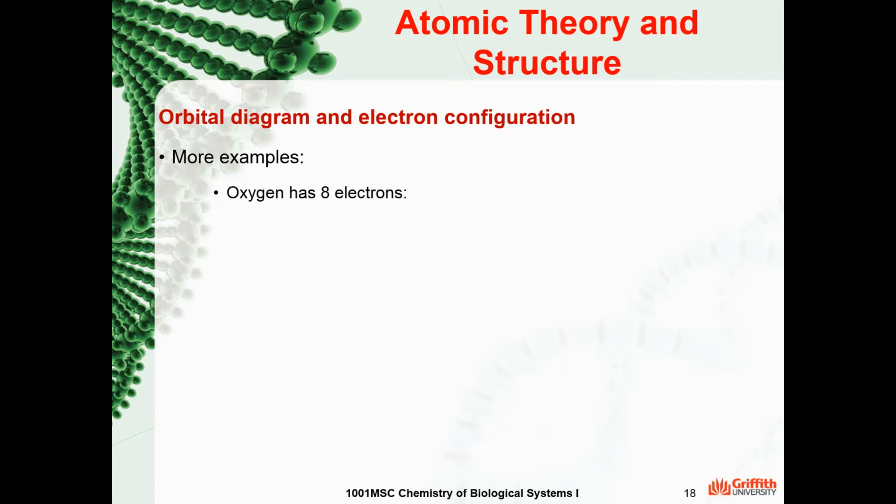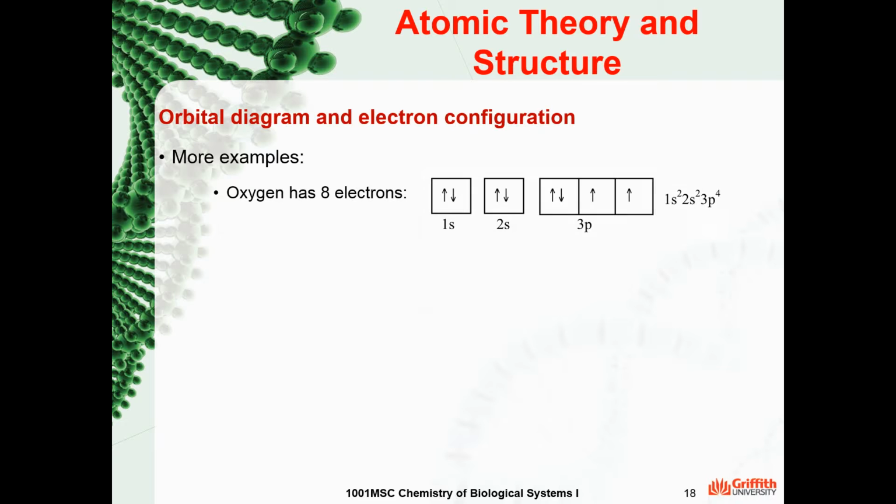Oxygen has 8 electrons. Please pause the video and try doing the orbital diagram and electron configuration for oxygen. So oxygen has the following orbital diagram. Please note that for the 2p subshell, you have to fill as many orbitals as possible first. So put single electrons first, then start pairing them up until you have used up all the electrons. This is why we have 2 single electrons in 2p.